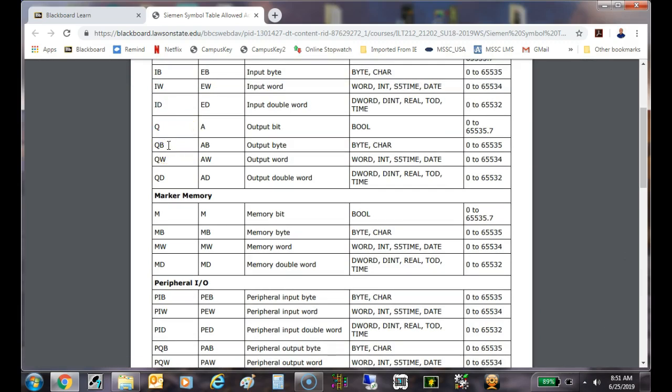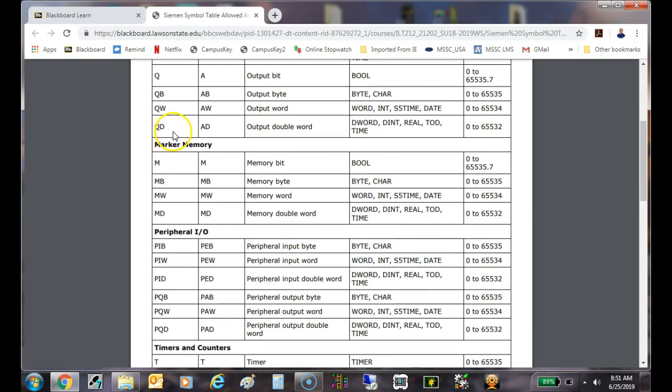QB, we could output a whole byte of information at the same time. QW would be a whole word that we could send out to multiple bytes, and then QD would give us up to a double word, which is 32 bits, right? Right, okay.